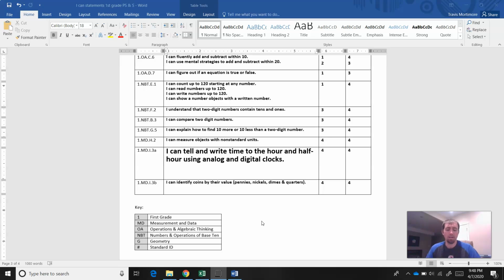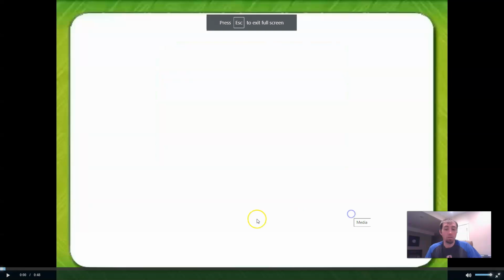So we're going to talk about time today. Specifically, we're going to talk about MD13A, and that is I can tell and write time to the hour and half hour using analog and digital clocks. Today, we're going to break it down, though. We're just going to look at telling time to the hour using an analog clock. So you might wonder, well, what is an analog clock? That's what we're going to talk about today. And let me show you a little video of what we're going to be doing today.